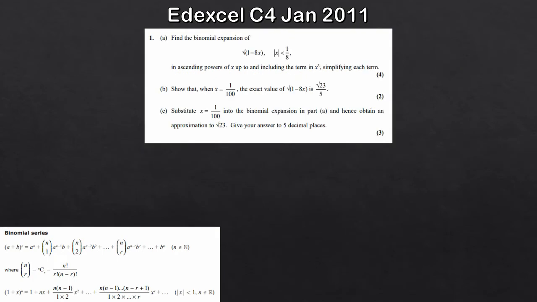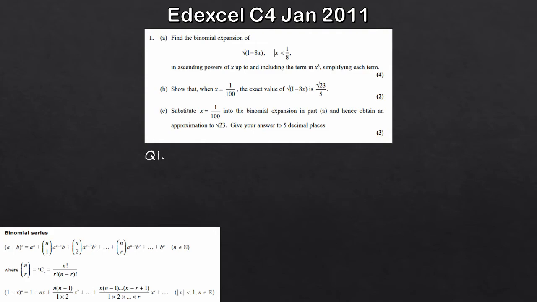Not too bad. And then we move on to the very final question here. We want to find the binomial expansion of the square root of 1 minus 8x. And then we want to show that when x is 1 over 100, the exact value is root 23 over 5. And then we're going to substitute 1 over 100 into our expansion in part A to obtain an approximation to root 23. So let's have a go at this.